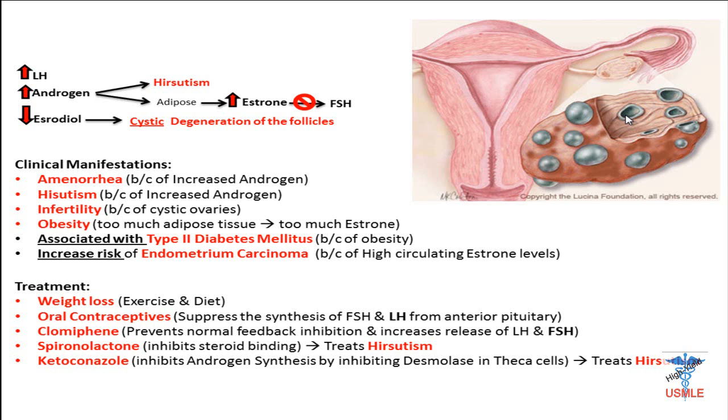We can also use spironolactone, which is a potassium sparing diuretic. What it does, it's an aldosterone receptor antagonist, but it's also anti-androgenic. So we can use it to treat hirsutism. We can also use ketoconazole, which is an antifungal drug. What it does, it inhibits synthesis of ergosterol, which is very unique to the fungal membrane. And another thing it does, it inhibits androgen synthesis by inhibiting the desmolase enzyme in the theca cells. And we can also use this to treat hirsutism.